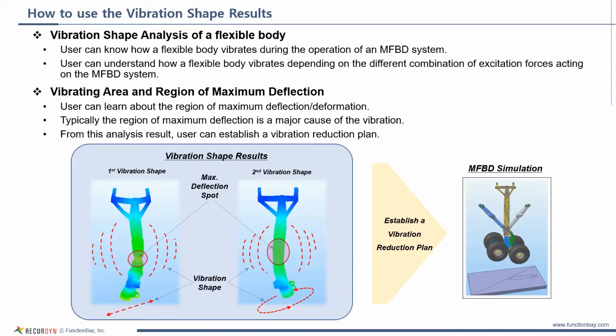Then using that, one can establish a vibration reduction plan, which could involve either stiffening up the component at that location, or possibly adding some kind of constraint, and so forth. But the idea is that you know what the vibration shape looks like, and therefore you can decide how to address it.